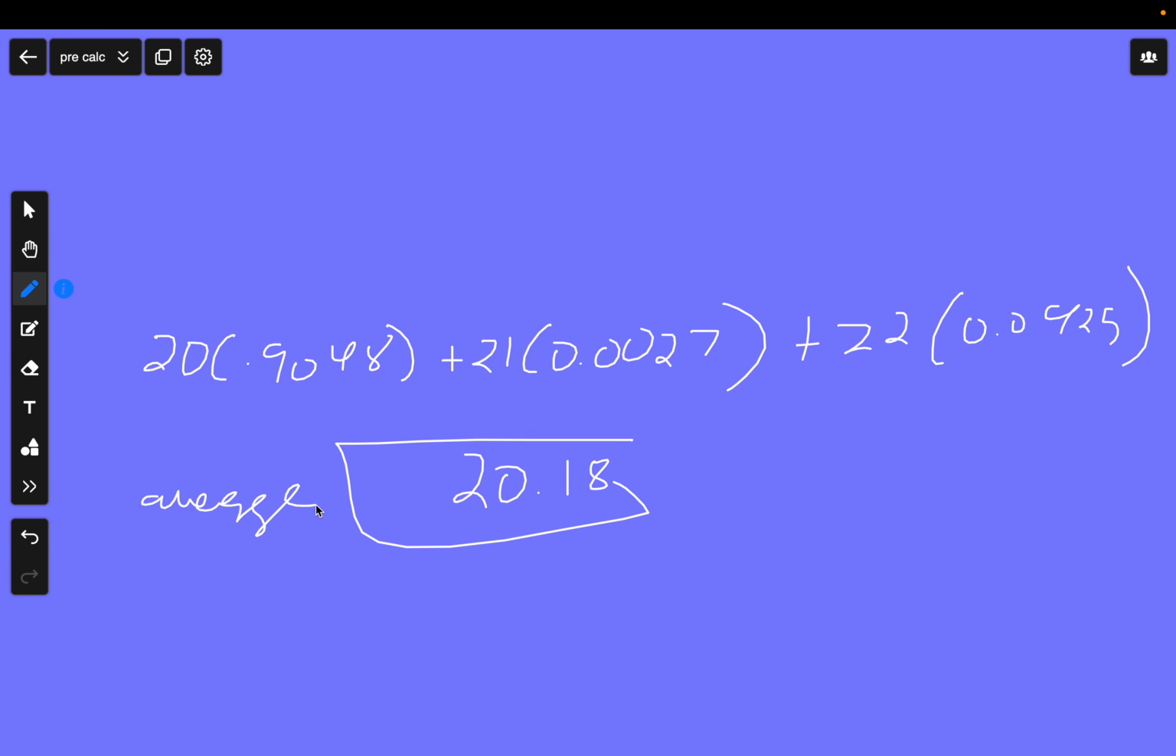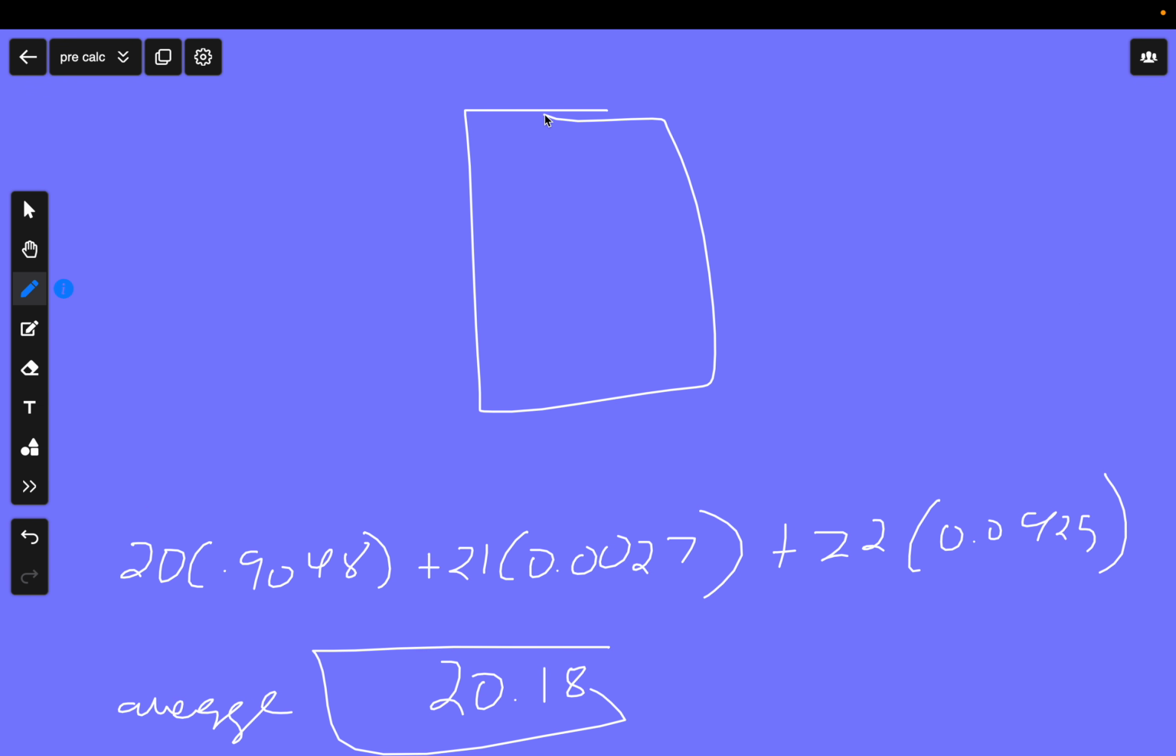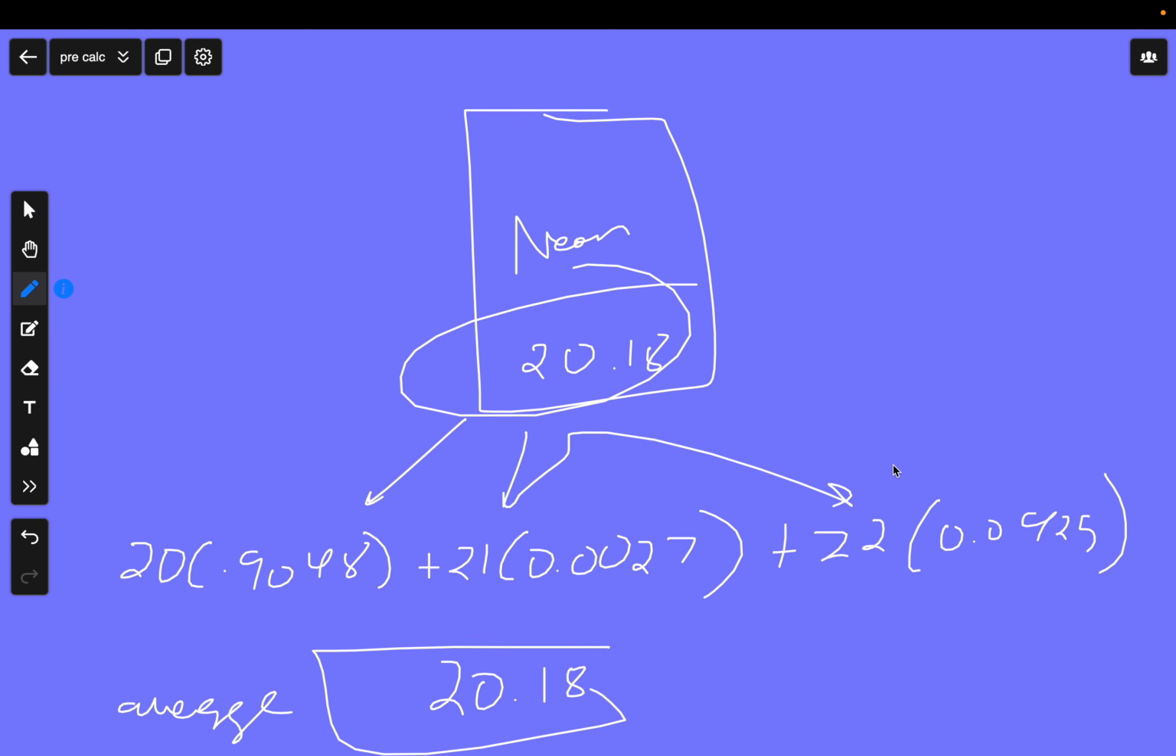This is what you'll see on the periodic table. When you see a periodic table and it says neon, its weight down here will be 20.18. How did we get that number? They did all this math right here. They figured out all the isotopes and its chances of existing in nature, and they calculated that out.